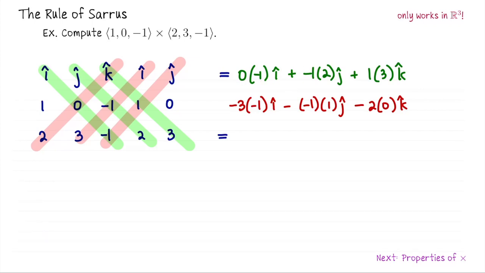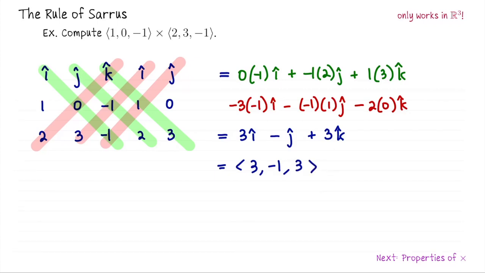Okay, so we have 0i plus 3i, so that's going to be 3i. And then negative 2j minus negative j, so negative 2j plus j is negative 1j. And then 3k minus 0k is 3k. So same as before, we get the vector 3, negative 1, 3. Of course, that's what you should hope for, because had we reached a contradiction, that would have been really bad.